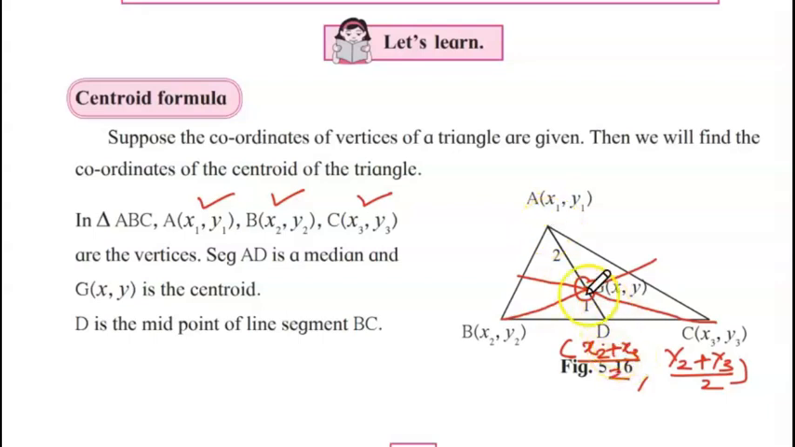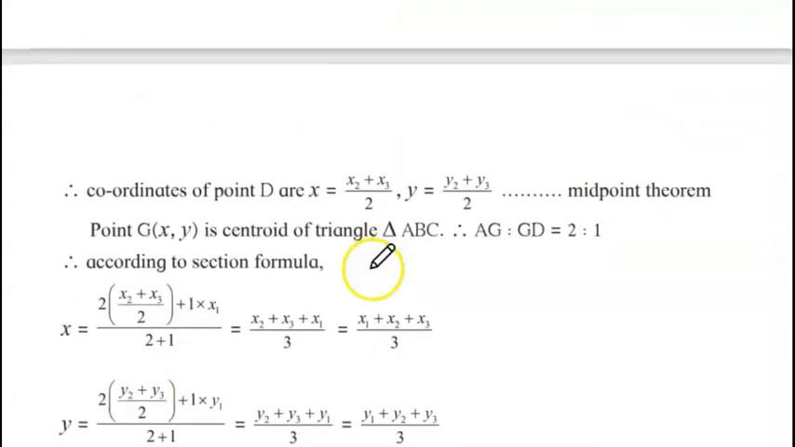Okay, and the point G divides AD in the ratio 2:1, so here we will apply the section formula. See this here. Therefore the coordinates of the point D are x = (x2 + x3)/2 and y = (y2 + y3)/2 by the midpoint formula. Point G is the centroid of triangle ABC and the ratio of AG to GD is 2:1.